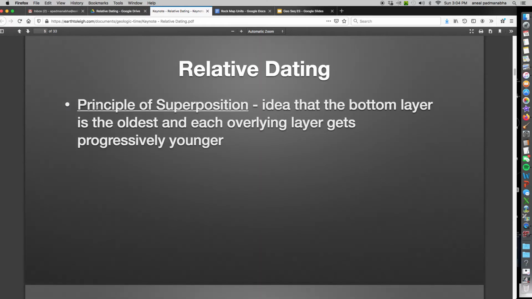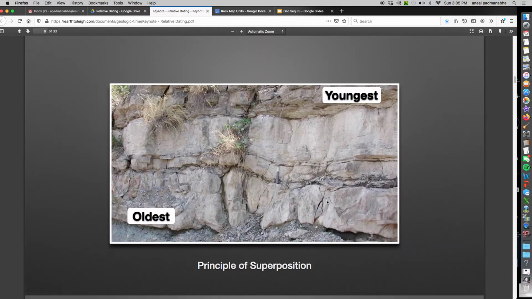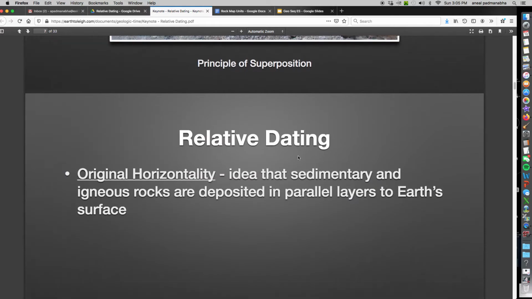So one of the major ideas or rules is the principle of superposition. Is the idea that the bottom layer is the oldest and each overlying area gets progressively younger. So here is the oldest layer, and as we go up, then that was deposited, then that was deposited, and that was deposited. So as we go up, the rocks get younger. We could also say when we have fossils in here, the fossils down here are older than the fossils that we find up here. Or usually we can say that these organisms were on Earth first compared to what was up here. And we'll touch a little on that here and there as we get to it.